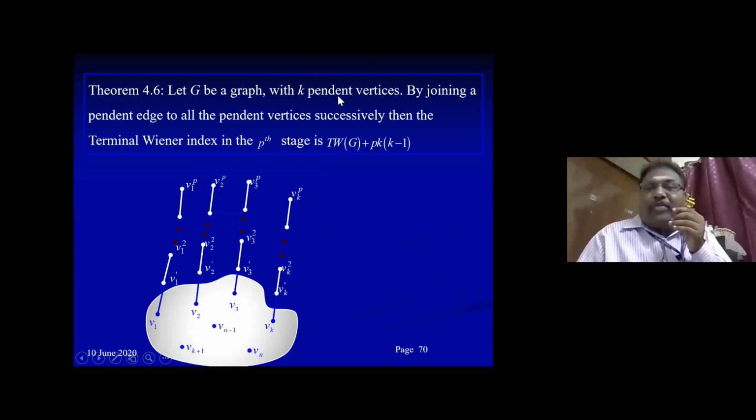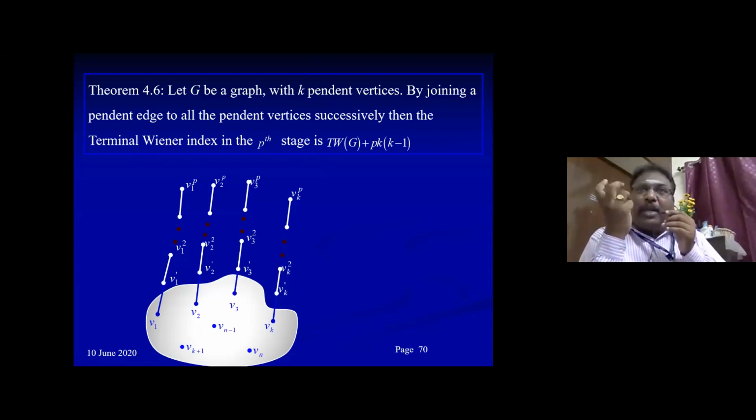I have a graph and have k pendant vertices. By joining the pendant edges to all the pendant vertices successively, in several stages, first stage, second stage. So let me think of the graph as a chemical compound. There are 10 vertices and only 3 pendant vertices. So in reality, what happens? The chemical reaction always happens at the terminal, the end.